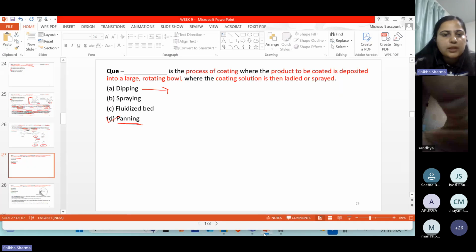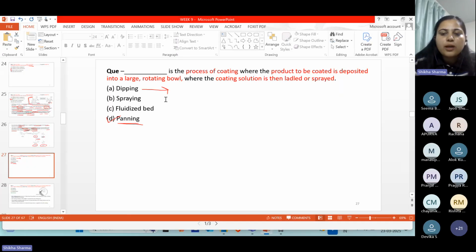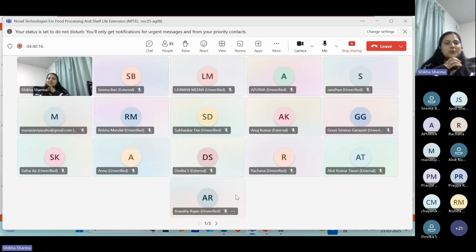And then is fluidized bed. So what happens in fluidized bed? I want some boy to answer this question, because two females already answered, and now I want some boy to give an answer. Anyone? What is fluidized bed? What happens in fluidized bed?